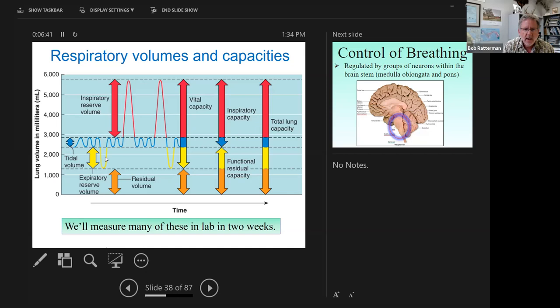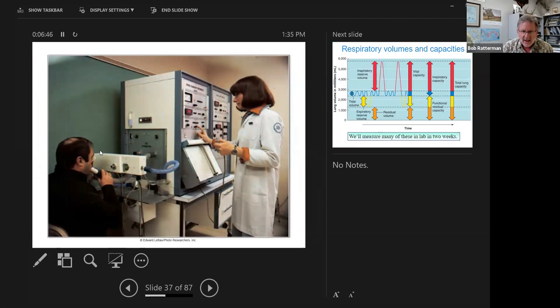Likewise, if the technician told the patient, at the end of a tidal exhalation, I'd like you to push as much air out of your lungs as you can. Okay? So when you get to the bottom of an exhalation, a normal, quiet, tidal exhalation, then push, push, push as much air out as you can. That would be the what?